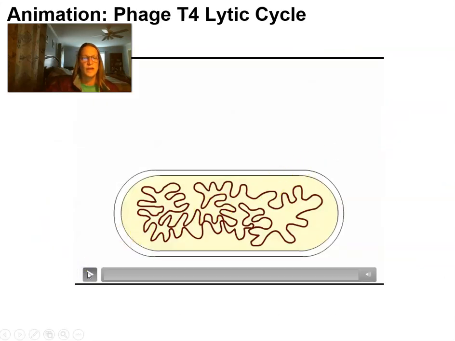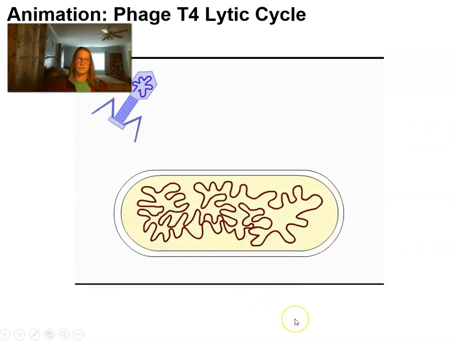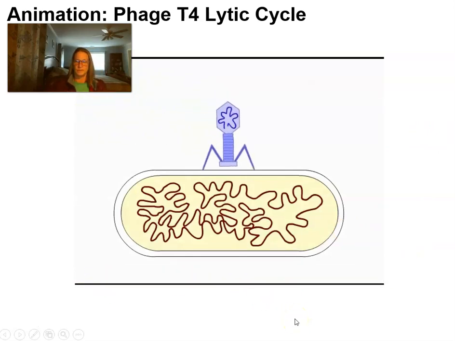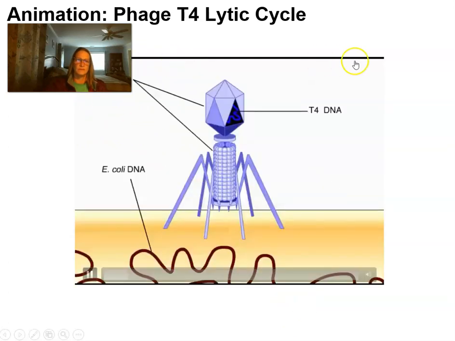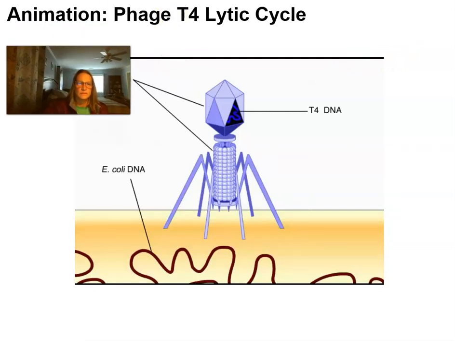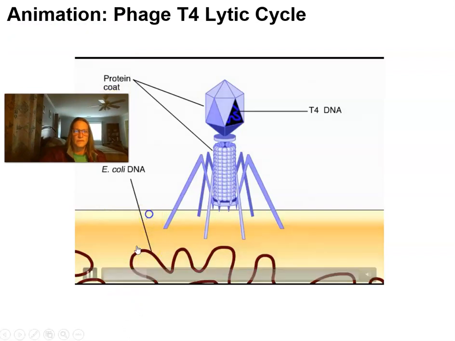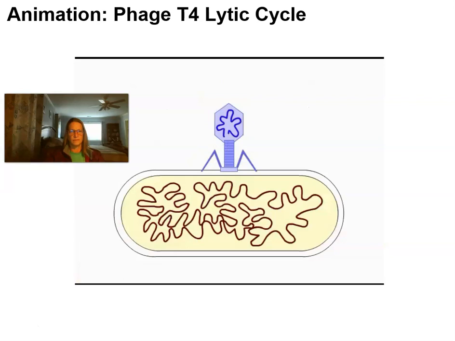So here's another description of that. Bacteriophages, or phages, are viruses that infect bacteria. This is a T4 phage, which consists of DNA inside a protein coat. The lytic cycle begins when the tail fibers of the phage stick to receptor sites on the surface of a host bacterium, such as E. coli. The phage injects its DNA into the host cell, leaving the empty protein coat outside.